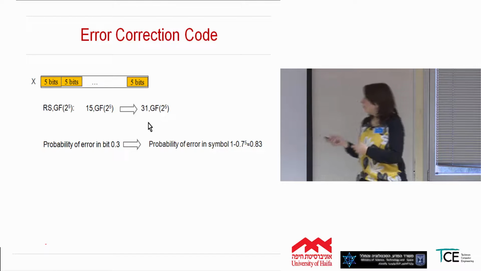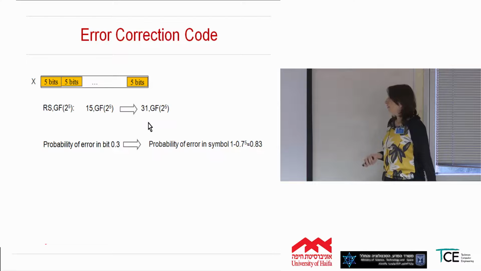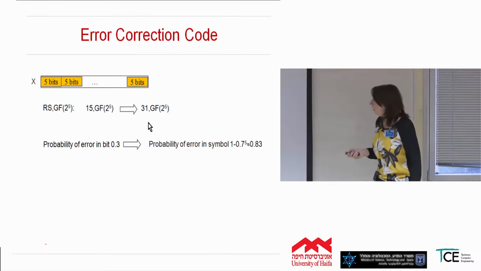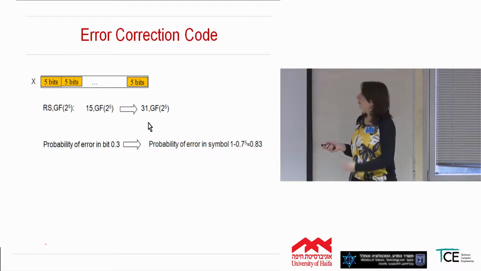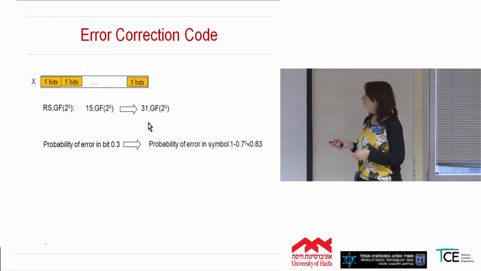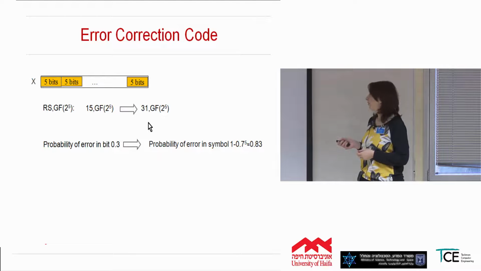We will correct some errors, but the problem here is that the probability of error in a bit, as I told you, is 30%. So 30% of bits are incorrect, and we need to correct them. If we go from bits to symbols this way, we just take blocks of 5 bits, the probability of error in the symbol is very high, 0.8. And so we've done nothing by doing this.